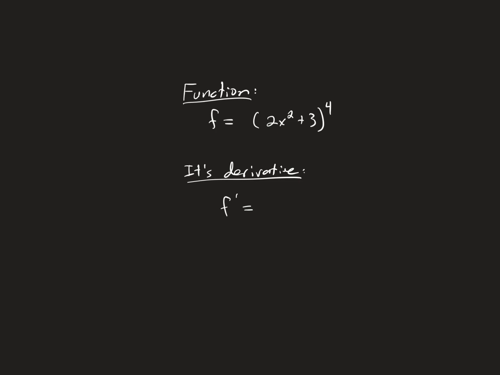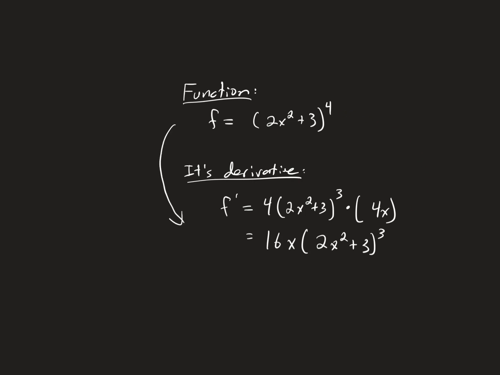So we apply the chain rule and we see that its derivative is 4 times the inside raised up to the third. Let's write the inside down, 2x squared plus 3. And then you have to chain on the derivative of the inside, so this would be 4x. And then you would, of course, simplify after that to get 16x times 2x squared plus 3 raised up to the third. So this process of going from a function to its derivative is called differentiation.